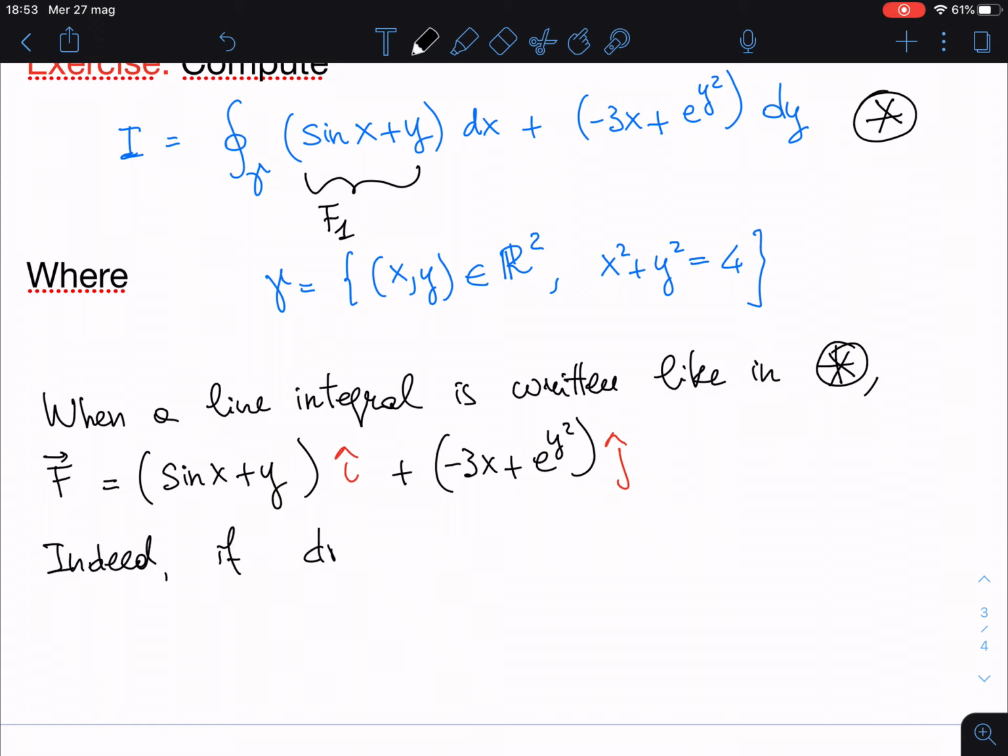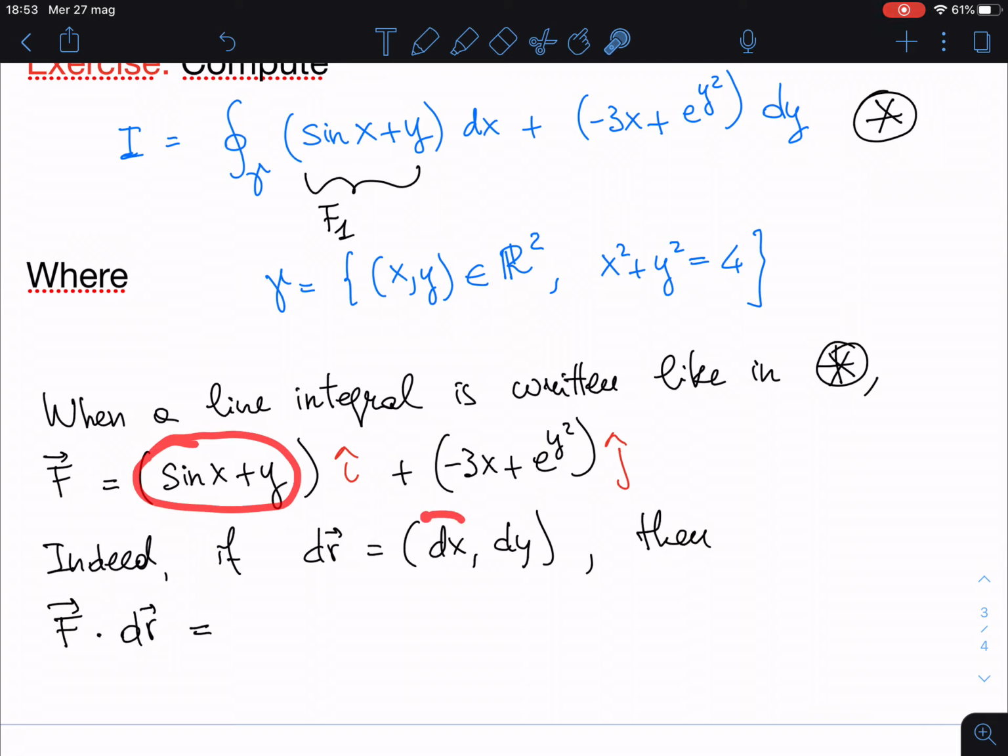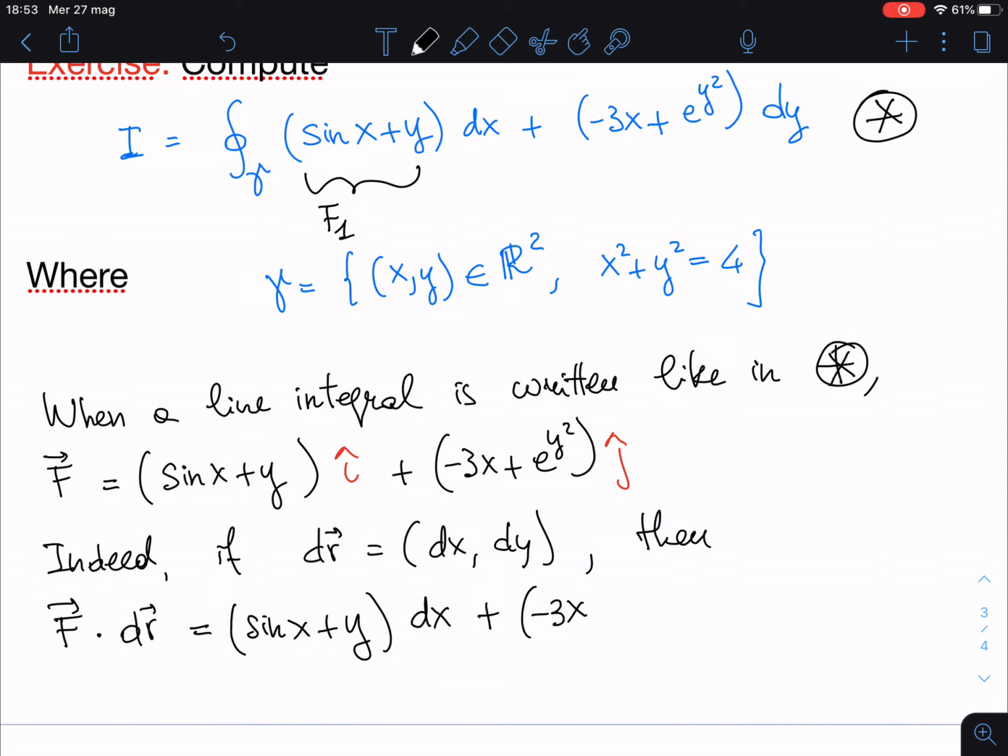if the notation dr can be made explicit as the vector (dx, dy), then F dot dr is exactly the product of the i component of the two vectors, so you have sine of x plus y dx plus minus 3x plus e to the y squared dy. This is a way to recover what we need.